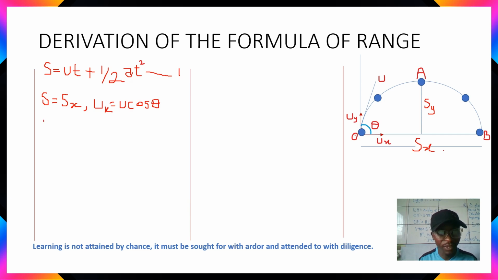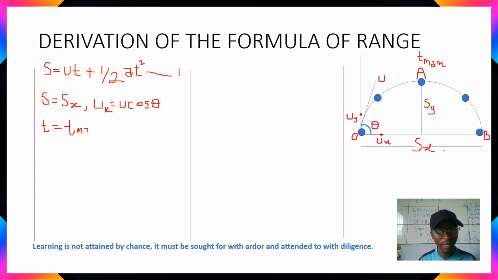Then our time t, that is the time it takes this projected body to move from point O to point A, because at this point A, that is the maximum height. So the time it takes this object to reach here is, let's call it T max, which is the time to reach the maximum height. Then that implies that our t equals T max.